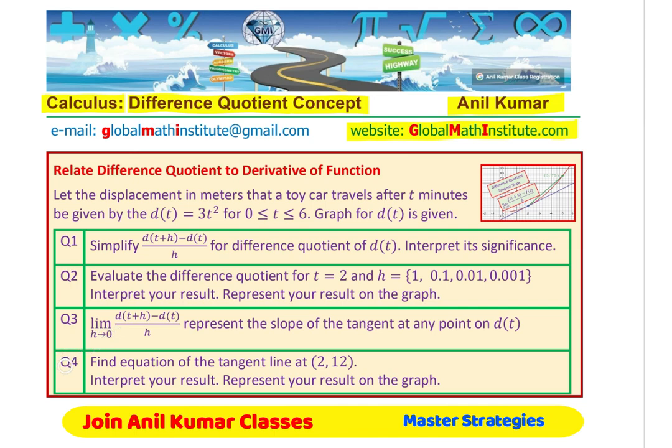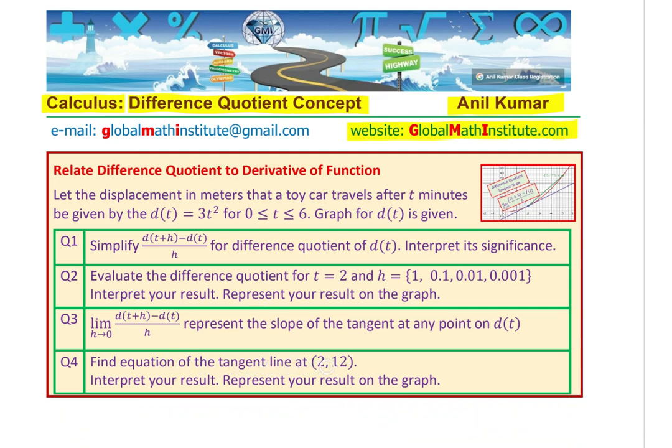And question number 4 is: find the equation of the tangent line at (2, 12). Interpret your result and represent your result on the graph. So with that, you will get a complete concept, starting from finding the gradient, to understanding the definition of the tangent line, and then finding the equation of the tangent line. So I hope this concept is absolutely clear.